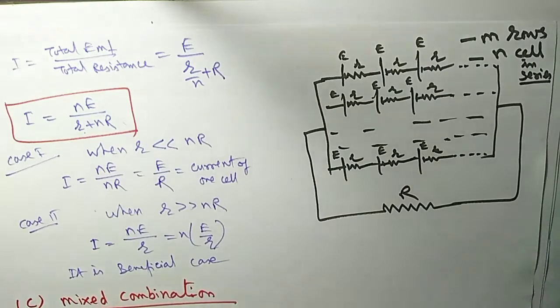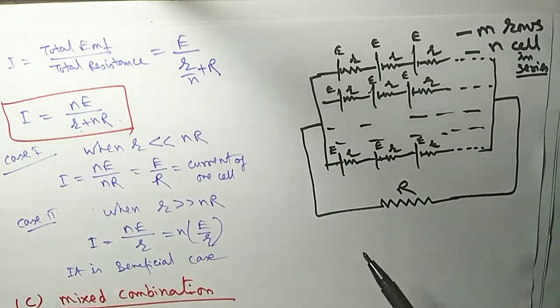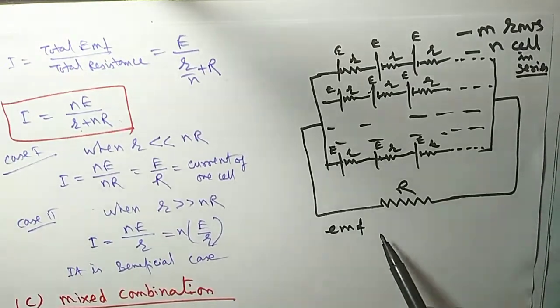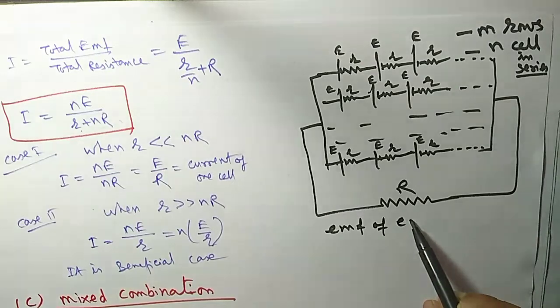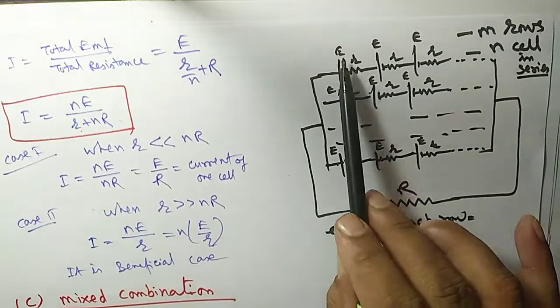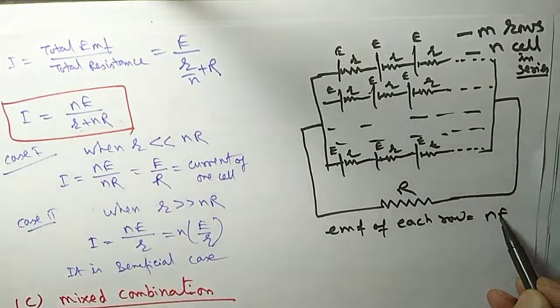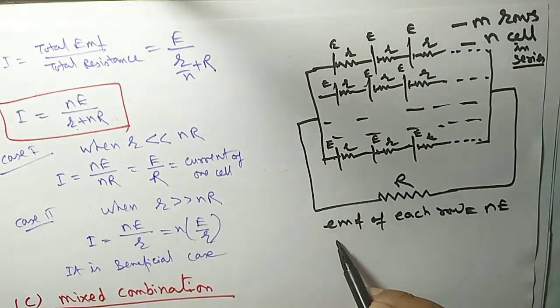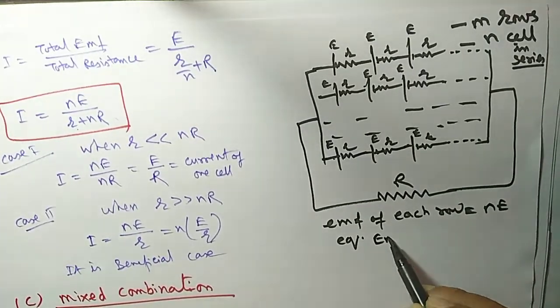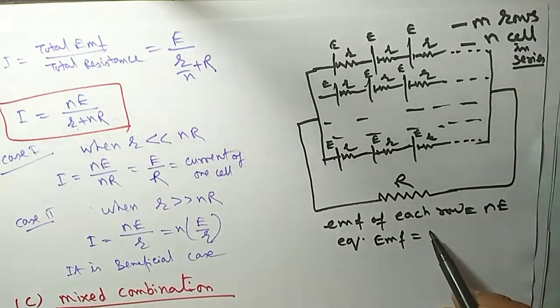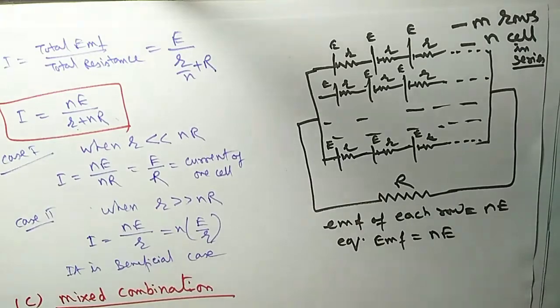Now to find the total possible current, we'll see how can we find the condition. See what is the EMF of, you can say, each row. So nE is the EMF of each row. Now total equivalent EMF, it is equal to, because all are in parallel, na, nE all are in parallel, so it is the nE is the equivalent EMF.